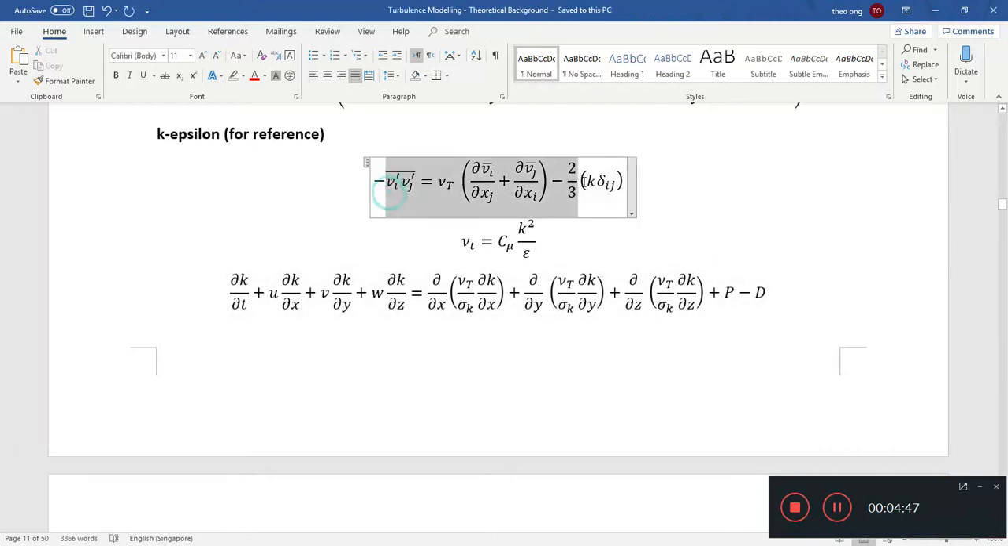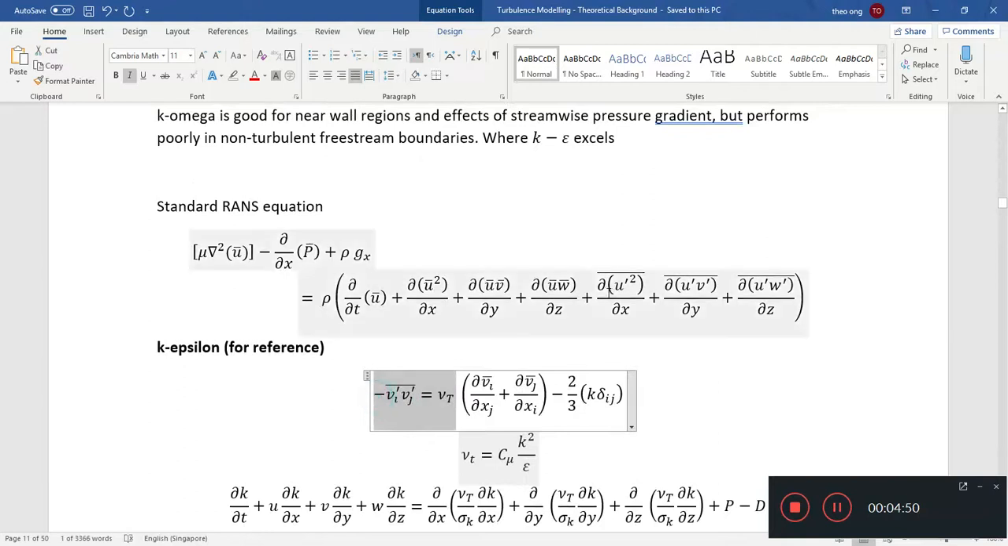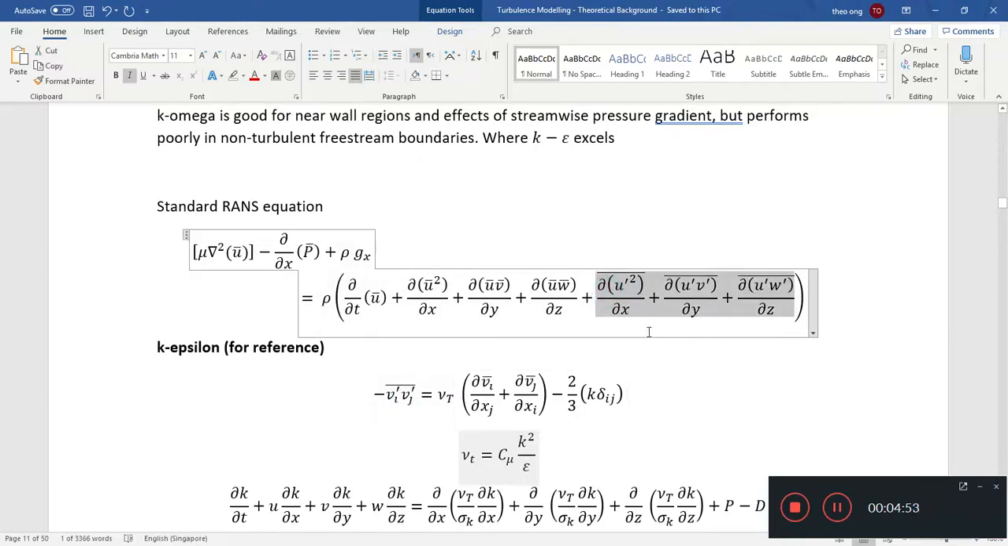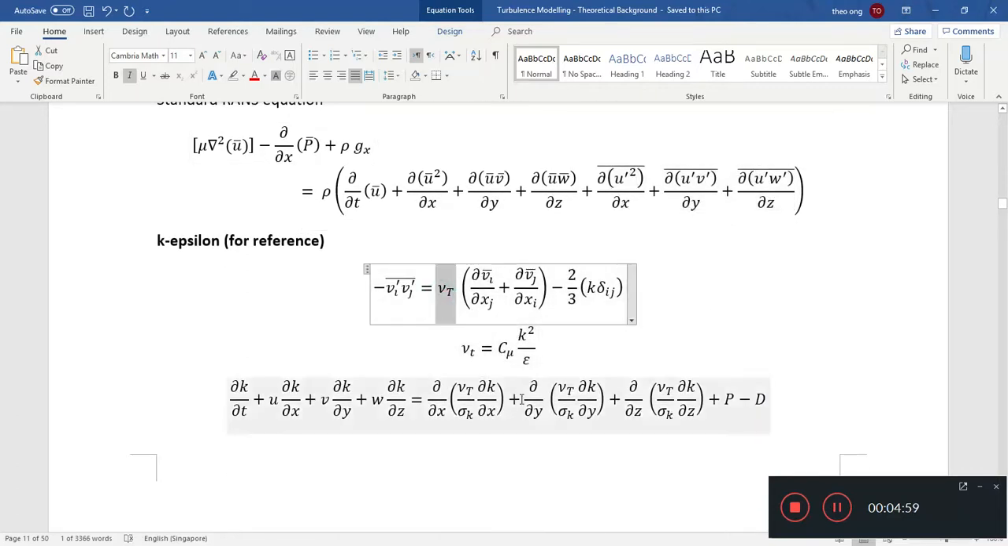Remember all these closure terms are substituted into the Reynolds shear stress terms here, and this turbulence viscosity helps us to model these Reynolds shear stresses. So the more turbulence viscosity you have, the more turbulence you have. In this model, turbulence viscosity increases with turbulent kinetic energy, which is physically expected, and it decreases with the dissipation rate.